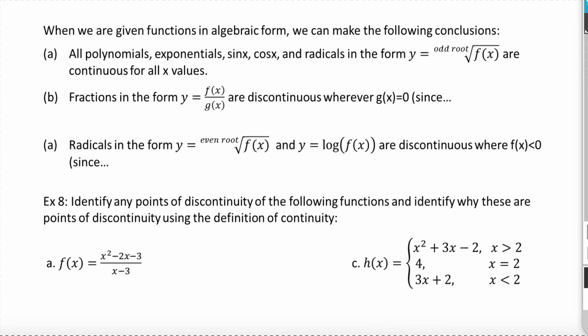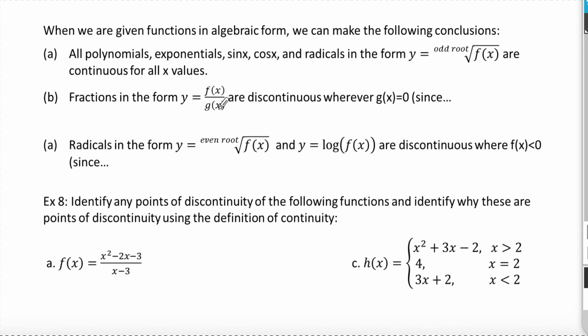When given functions in algebraic form, we can actually make some conclusions, kind of like I mentioned before with the whole linear function thing. We know that all polynomials, exponentials, sine, cosine, radicals of the form that have an odd root, they are all going to be continuous. They're always going to be smooth, continuous things. There's going to be no discontinuities, no holes or gaps or anything.